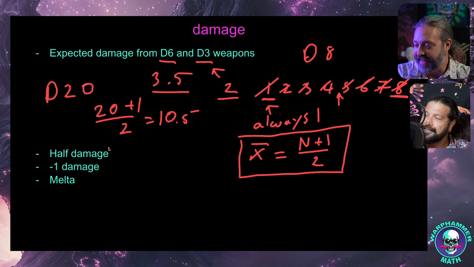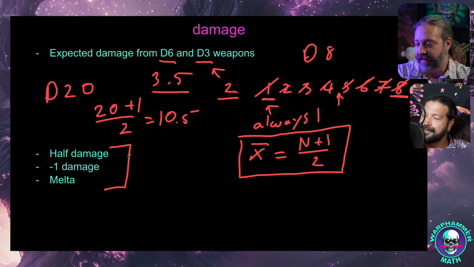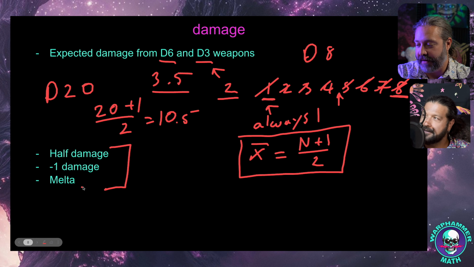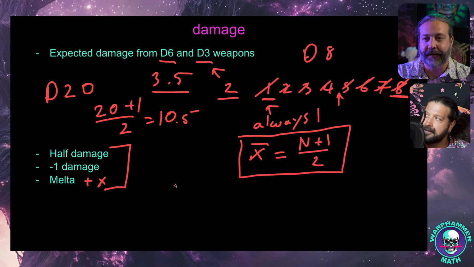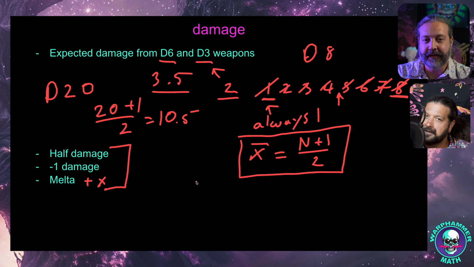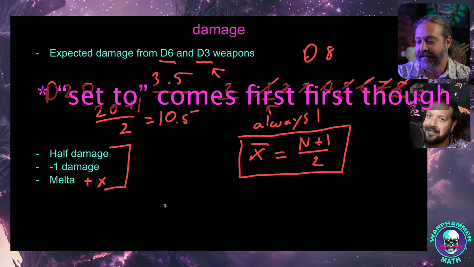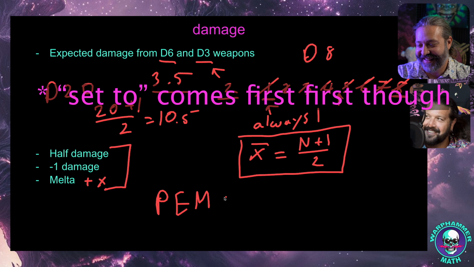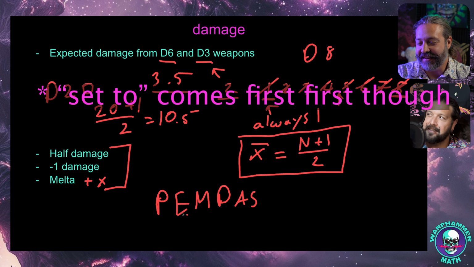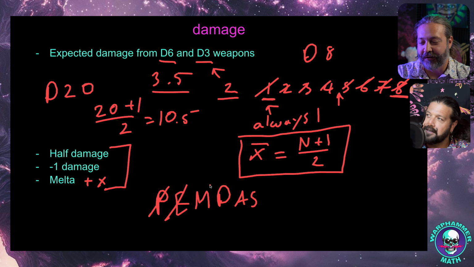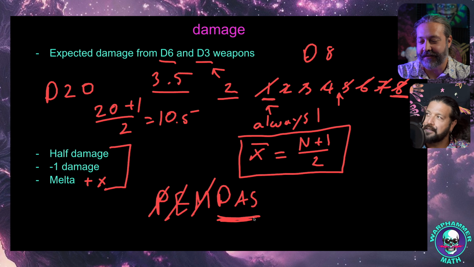The other thing I want to mention is in the damage roll, we have to worry about things like half damage or -1 damage or melta, which is just a plus X damage. I've messed this up a couple of times. So just remember, these follow PEMDAS rules. And luckily there's no parentheses, exponents, or multiplication, so it's really just DOS rules.